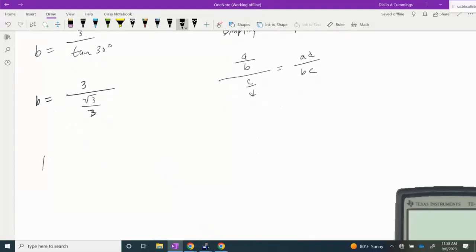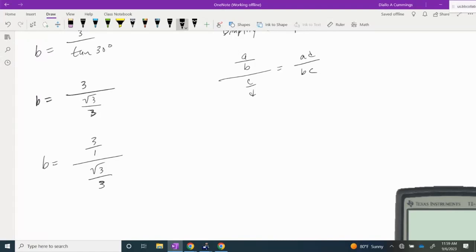All right, so I'm going to rewrite this as 3 over 1 divided by the square root of 3 over 3. So what I'm doing is I have my main fraction bar. This is the formula to simplify a complex fraction. A complex fraction is just the main fraction bar with a fraction in the numerator and a fraction in the denominator.